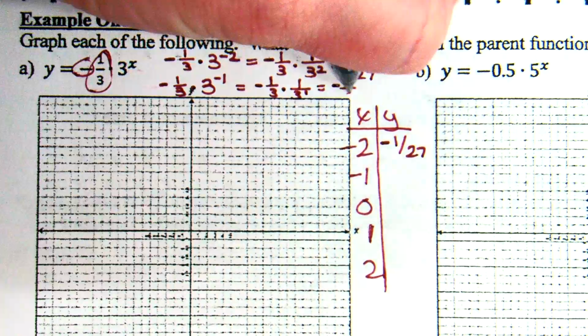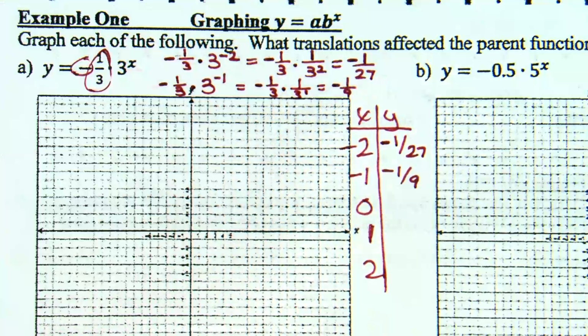Can we do 0 with our head? Yes. 3 to the 0. Anything raised to 0 is 1. Negative 1/3 times 1 is negative 1/3. When you multiply by 1, you get what you start with. Okay, let's put in 1. 3 to the first is 3. Now it's negative 1/3 times 3.